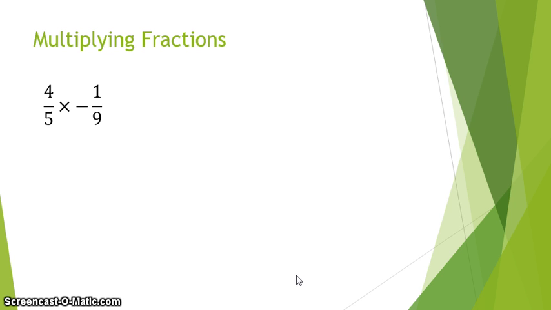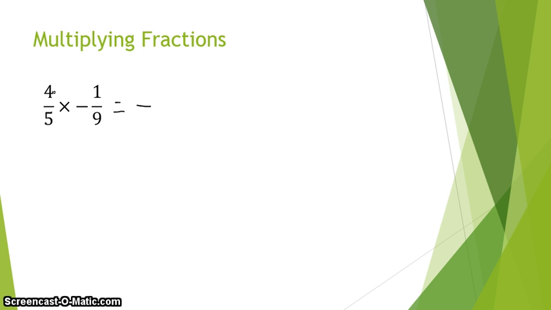All right. Next, multiplying fractions. So multiplying fractions is a lot easier than adding fractions. You actually do not need common anything. All you have to remember to do is multiply across the top and then multiply across the bottom. And of course, keep your signs straight. So this is positive 4/5. This is negative 1/9. Negative times a positive, different signs, the answer is negative.